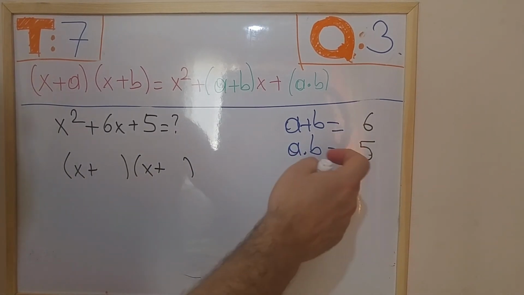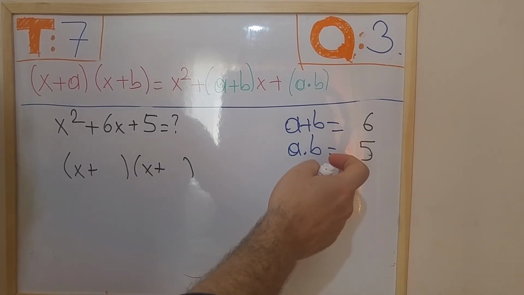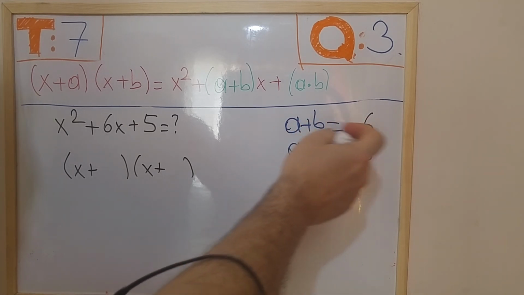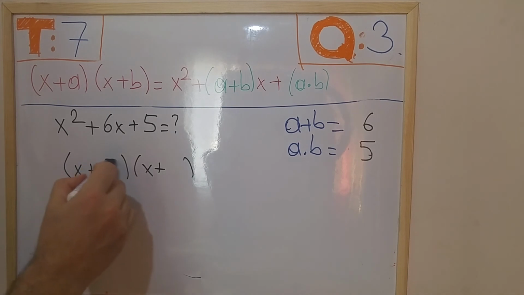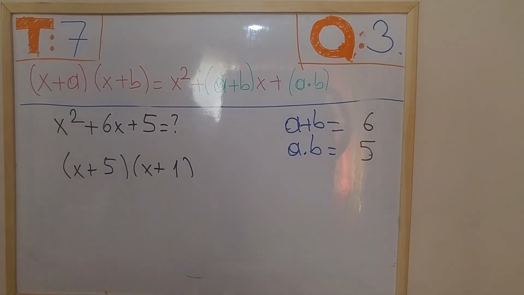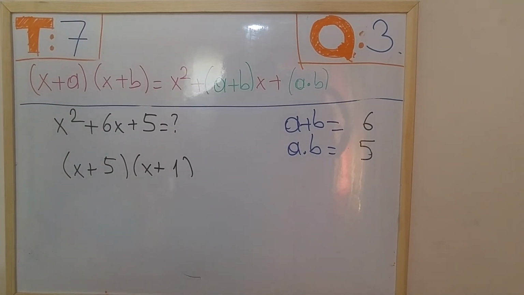And here we have 5 and 1. When you multiply 5 by 1, it's going to be 5. And when you sum 5 by 1, it's going to be 6. So I can put 5 and 1 here easily. It can be vice versa. X plus 1 times x plus 5. Both are true.